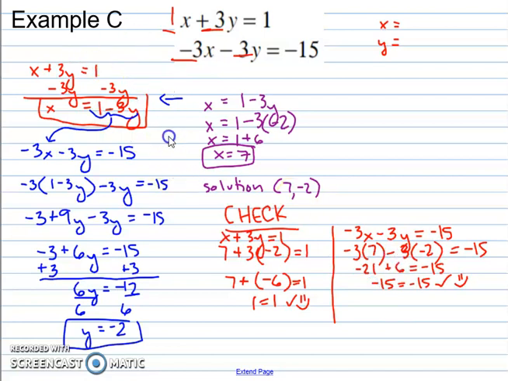So lots of processing here. Isolate for a variable. Substitute that in, right? Okay, solve for that variable. Substitute that back into the other equation. Solve. And then check. You got this. Here we go.